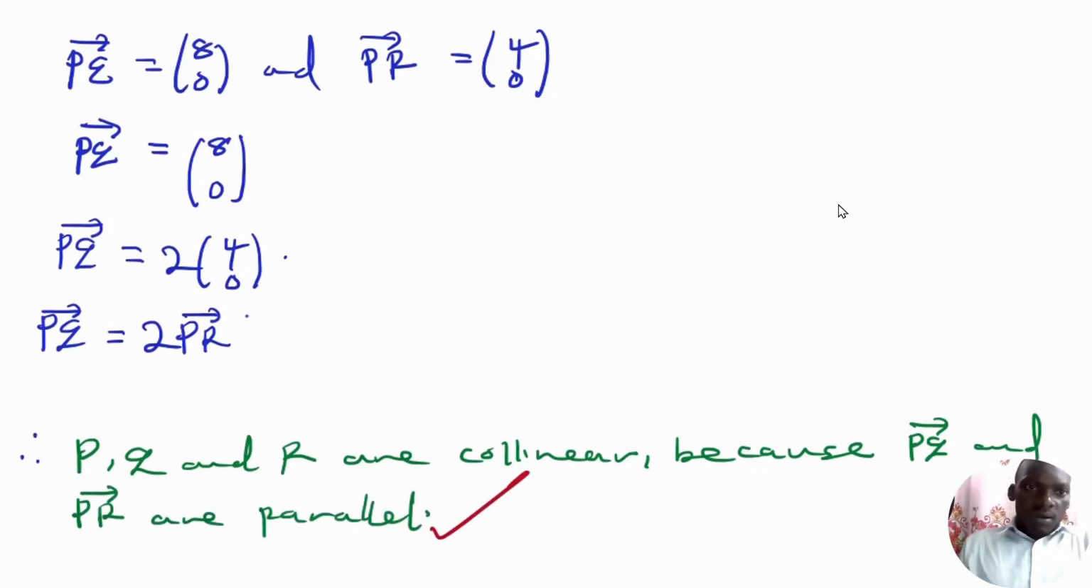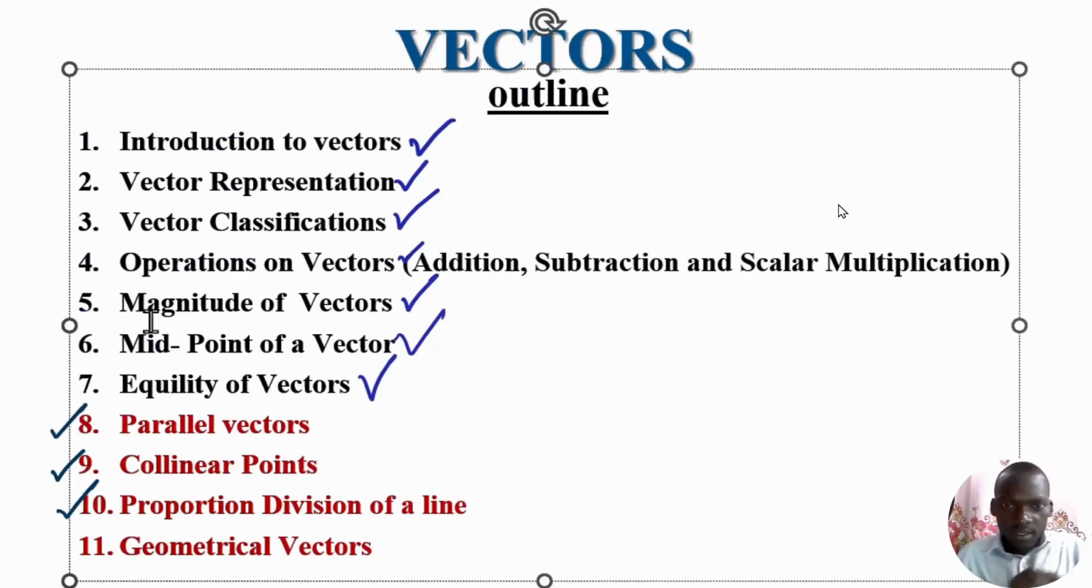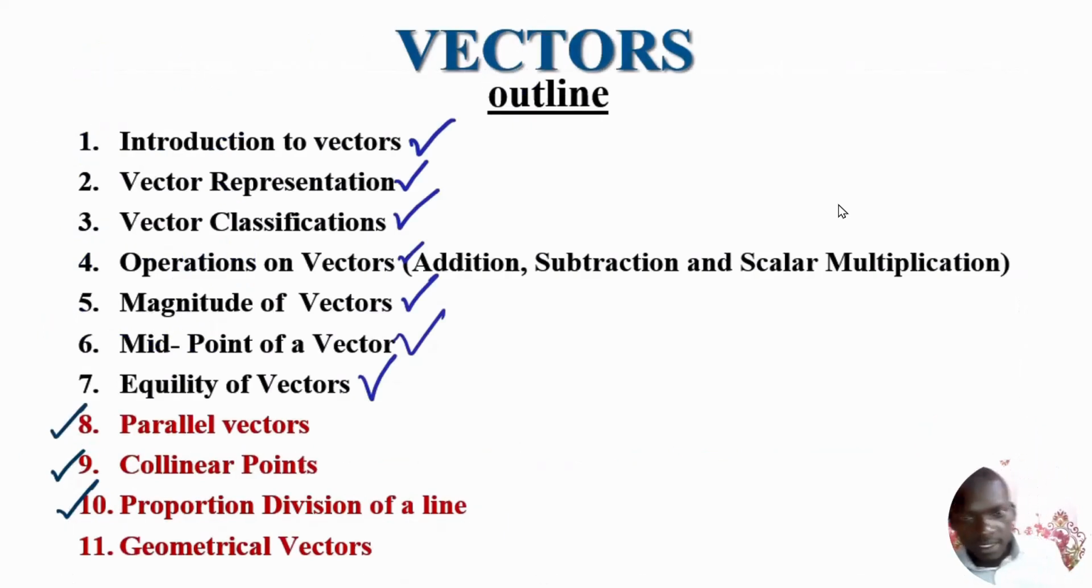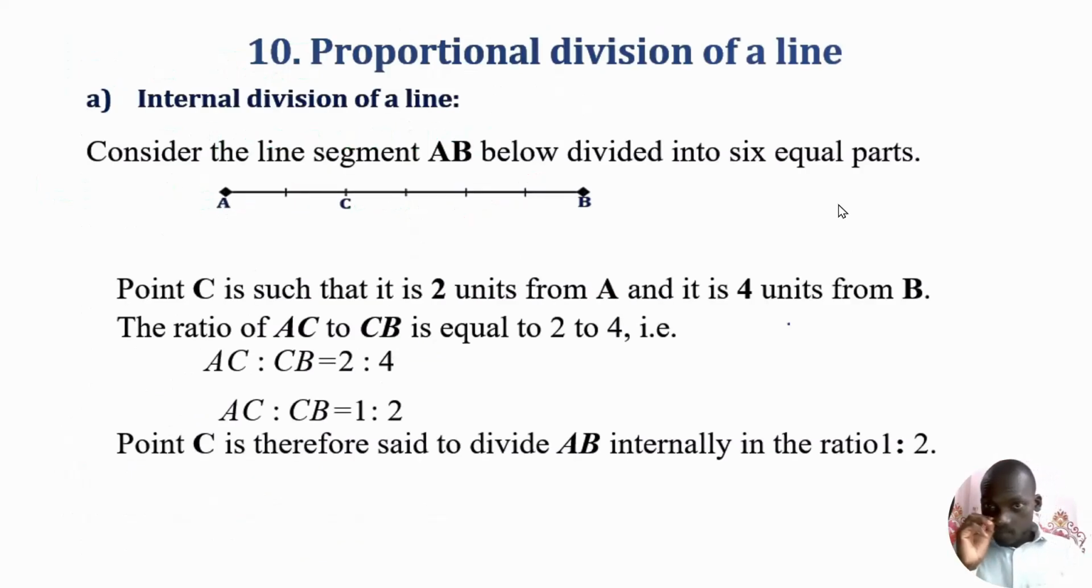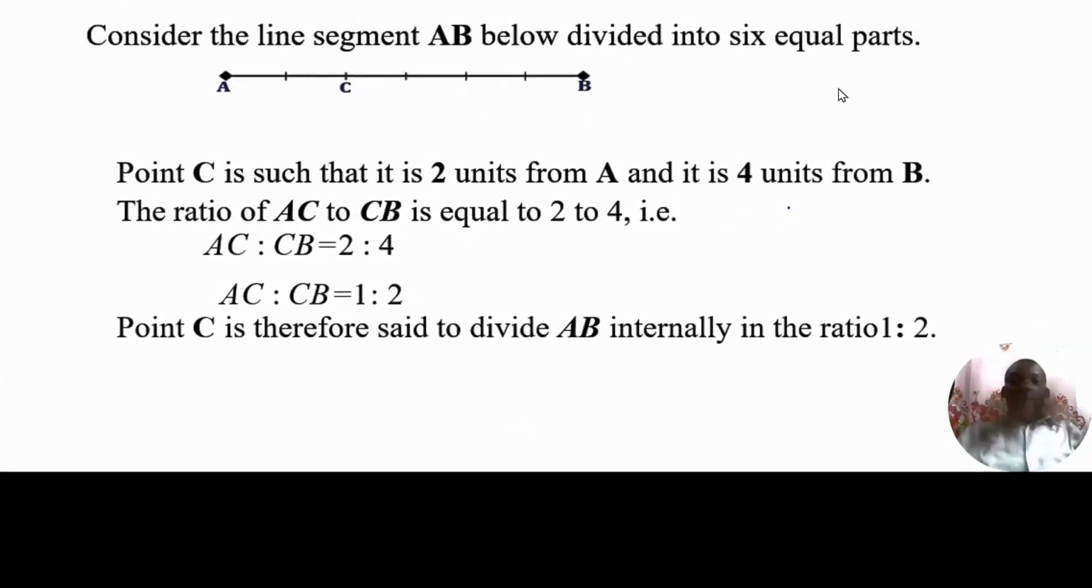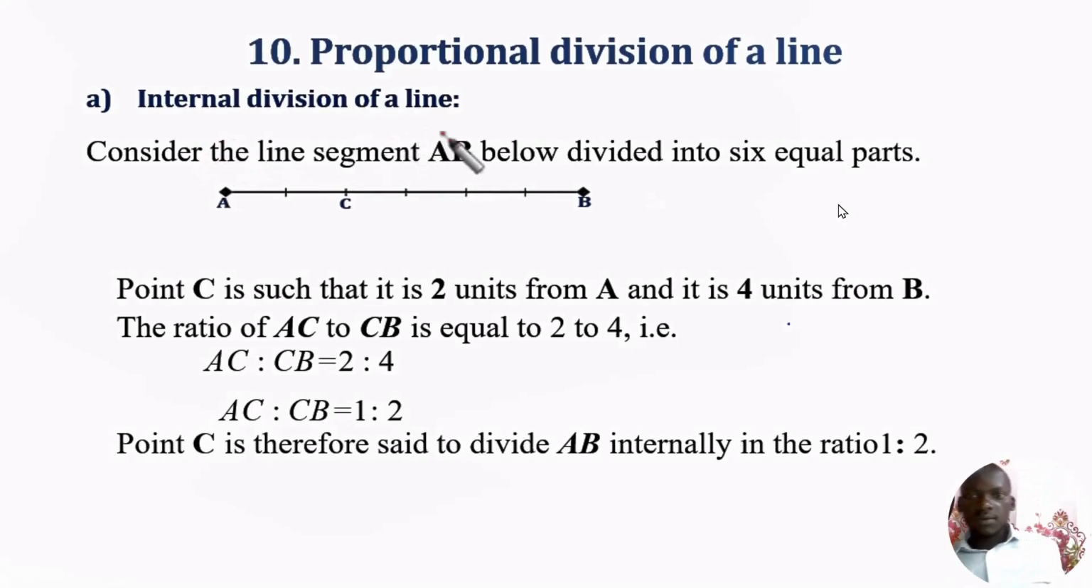So far we have already talked about parallel vectors and also collinear vectors. Let's now talk about proportional division of a line. That's number 10, proportional division of a line. So we have part A, the internal division of a line. Consider the line segment AB below, as you can see, divided into 6 equal parts. You can count them, they are 6.